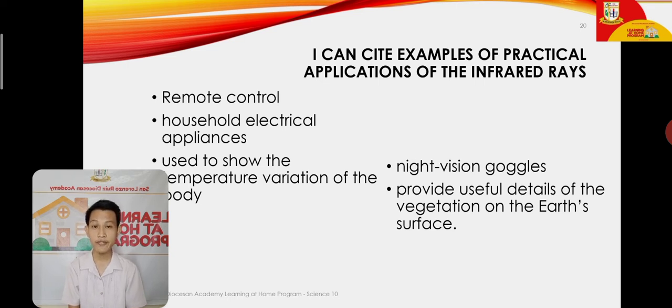They use infrared cameras, rather, and also provide useful details on the vegetation on the Earth's surface. Dito rin nalalaman kung nasaan ba yung lugar sa Earth na merong vegetation, may mga halaman. At ito rin yung ginagamit ng mga astronomers para malaman kung possible ba yung life sa isang planet.